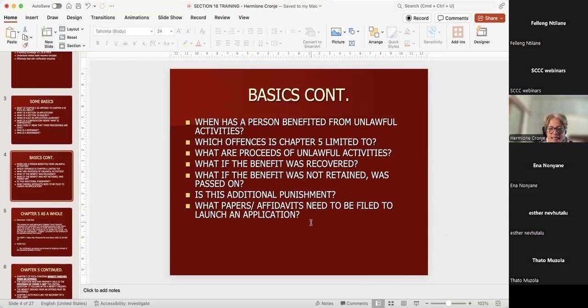And then we will look at what happens in scenarios where the benefit of the crime was recovered, as well as situations where the benefit is lost. What if the benefit was not retained or was passed on? Is this additional punishment? And what affidavits, papers need to be filed to launch an application?